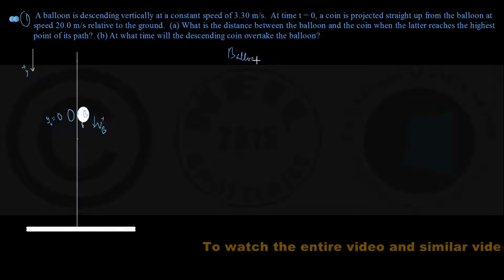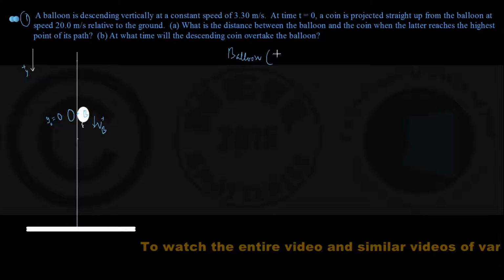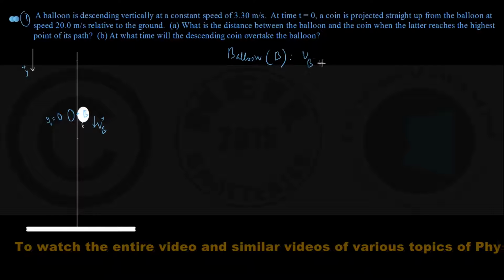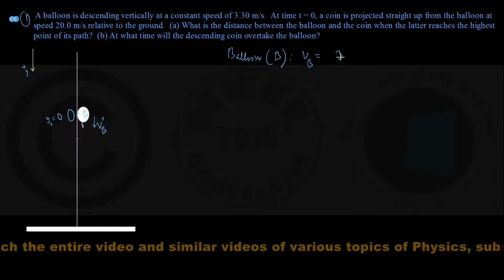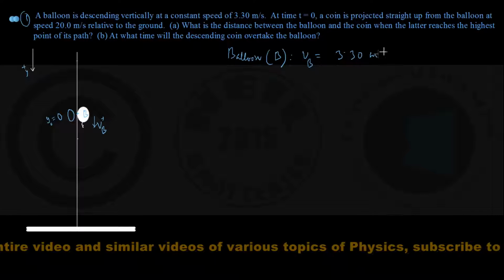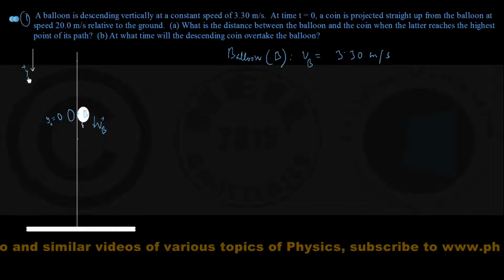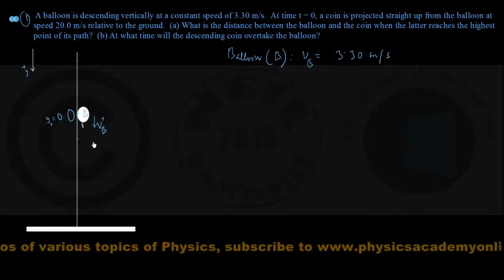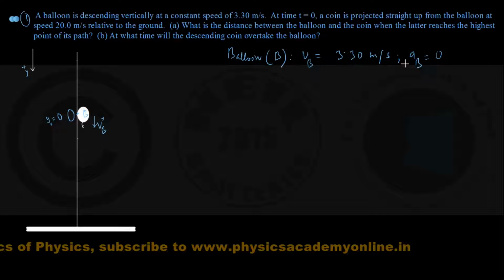I shall be using this letter B for balloon, and suppose the velocity of the balloon is denoted by the symbol VB, that's downward. So here also I write for the balloon, given by the symbol B, velocity is constant, which is 3.30 meters per second. Since I have taken downward to be my positive direction, that's why I put a positive value here to denote its downward direction. Acceleration of the balloon, as we said, it is 0.